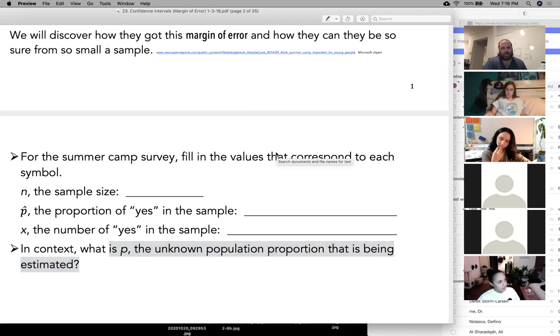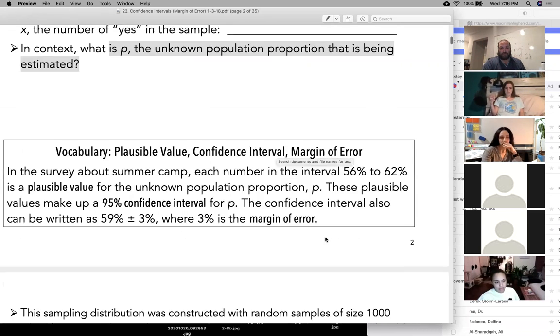Chat question. Sorry, I was just confirming, that's a true proportion of all Americans who think children should go to summer camp. And we do not know what it is. But we're finding an interval and saying I have a certain level of confidence that it's somewhere between this number and that number. That's what we're doing here.